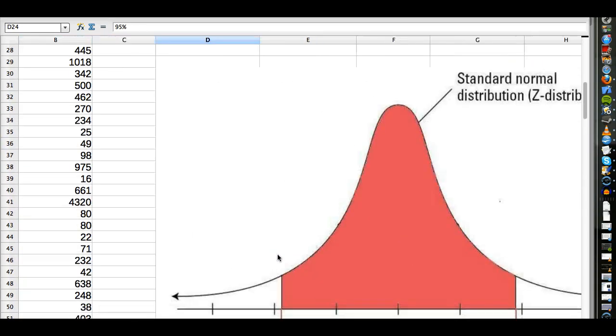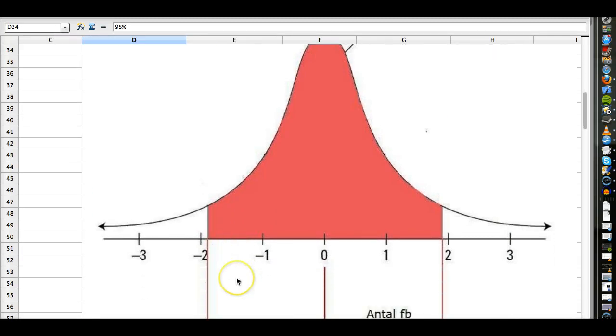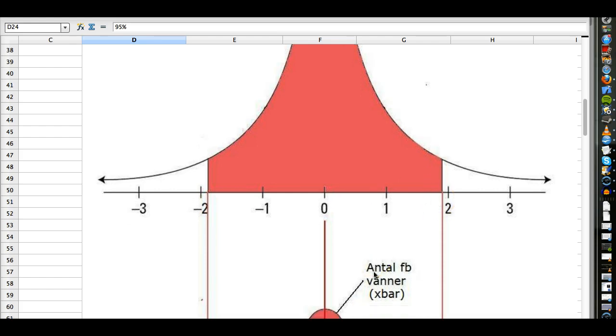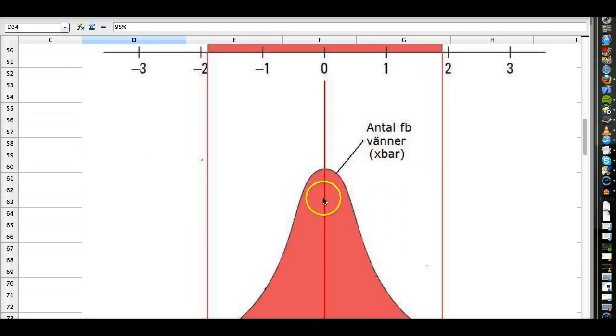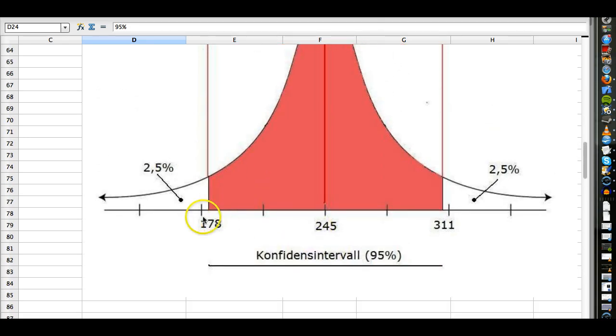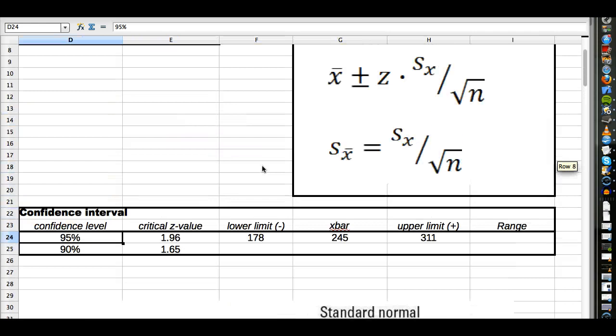And if you translate that to the standard normal distribution, we can see we have minus 1.96 there and plus 1.96 there, and then we translate this to the number of Facebook friends. So the 0 here in the middle becomes our guess, which we're creating an interval around, and then the lower limit will become 178 and the upper limit will become 311. And because we're working at a 95% confidence level, I'll have 5% outside my interval. So 2.5% in that tail and 2.5% in that tail. So basically that's how a confidence interval works.